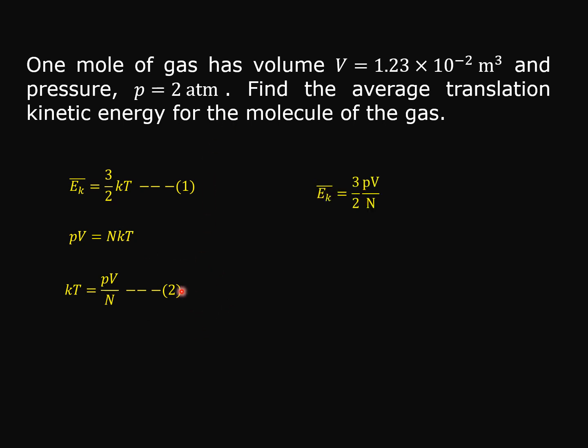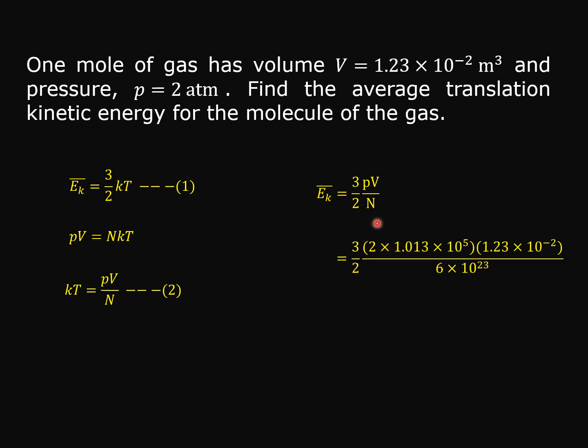Now we can substitute the equations number 2 into the equation number 1 to obtain the expressions for average translational kinetic energy of the molecules of a gas equal to 3/2 PV over N, where the N now, take note that this N is the total numbers of molecule, and for 1 mole of the gas, then of course this N will be equal to the Avogadro's number.